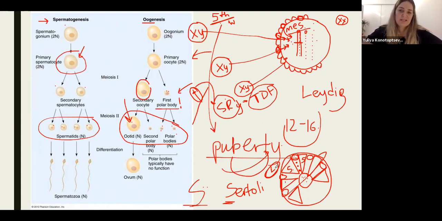A few words about the Leydig cells. They are the first cells to appear. Even before spermatogonia, even before Sertoli cells, they're one of the first cells to appear because they make testosterone. Testosterone is needed to make male sexual characteristics in the embryo. I mean, I need testosterone to grow a penis. This is why the Leydig cell is the first cell to actually arise.